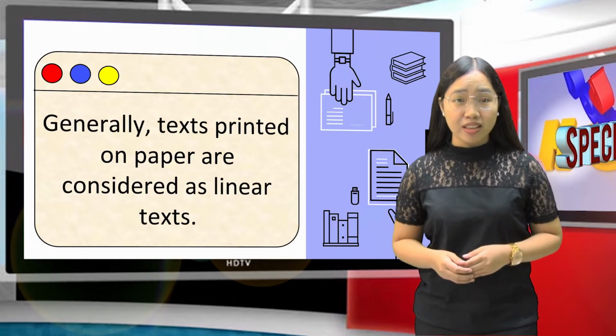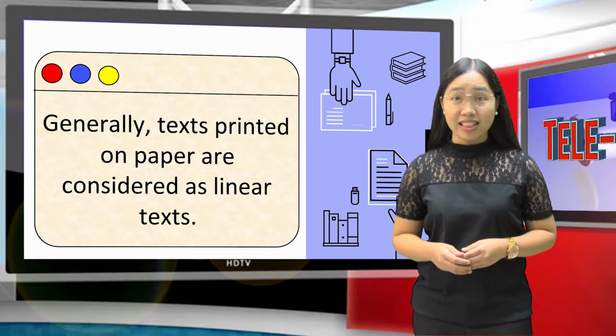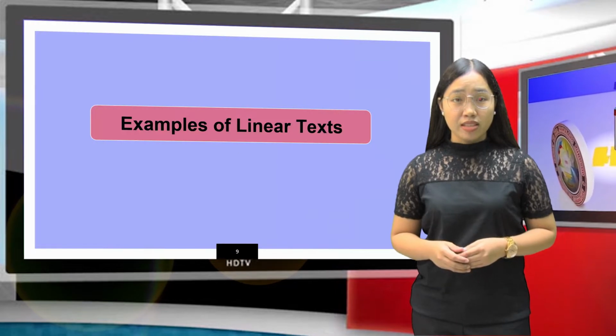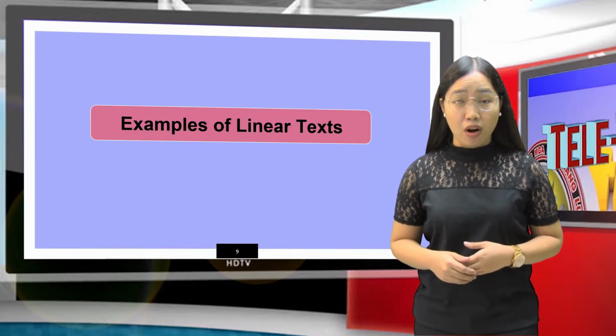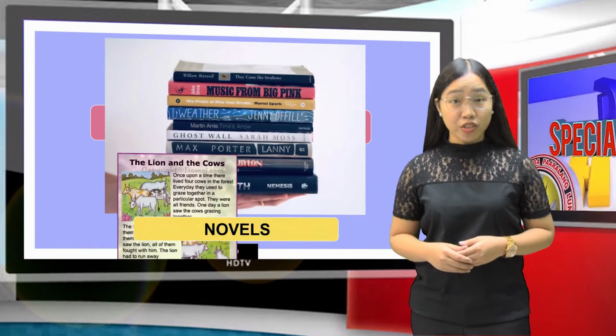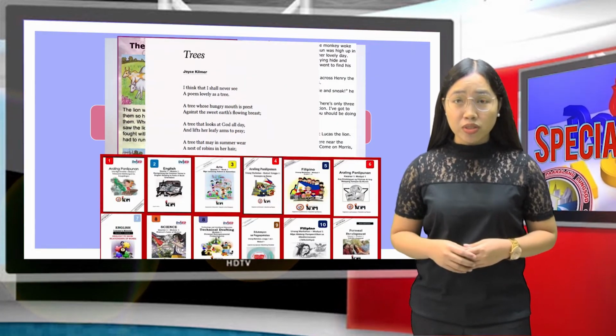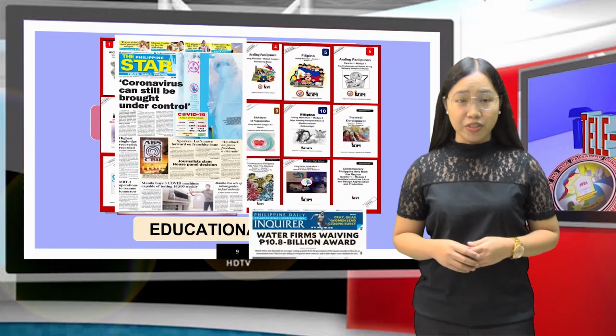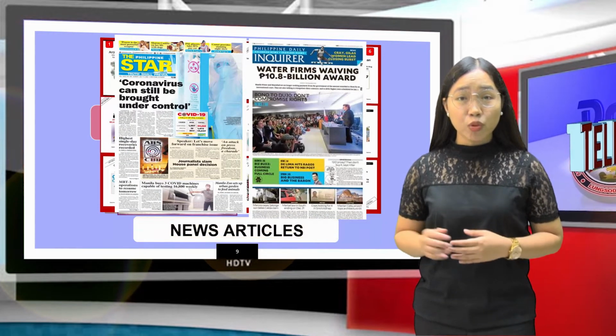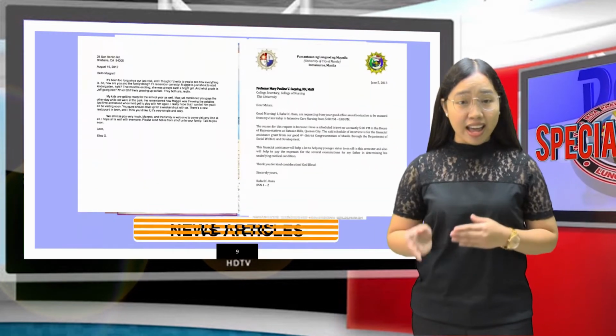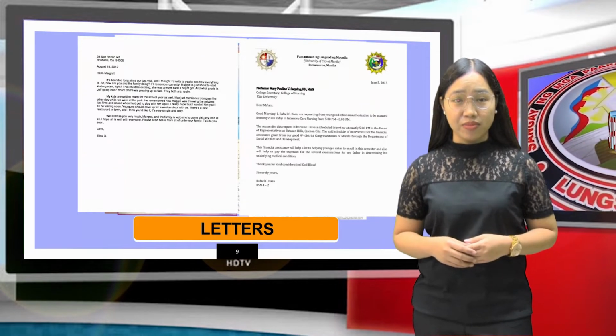Generally, texts printed on paper are considered as linear text. Some of the examples of linear text are novels, short stories, poems, educational texts, news articles, and letters. All those texts we read from the beginning to the end are linear texts.